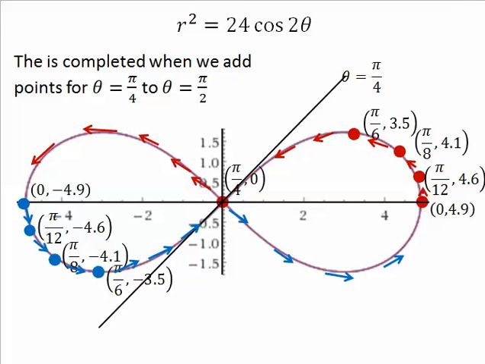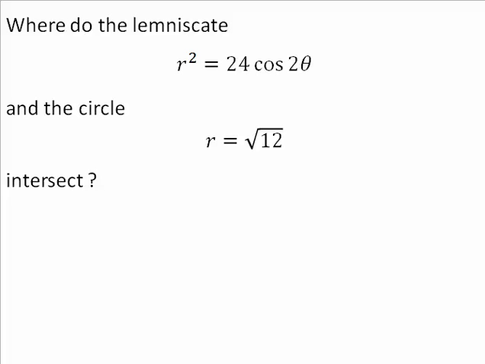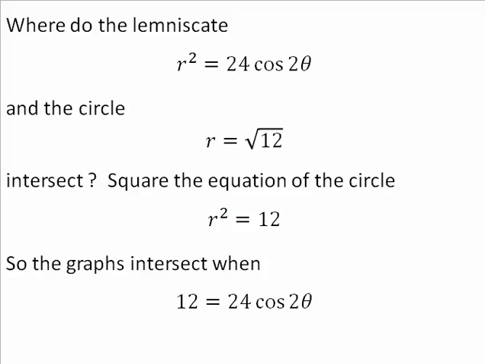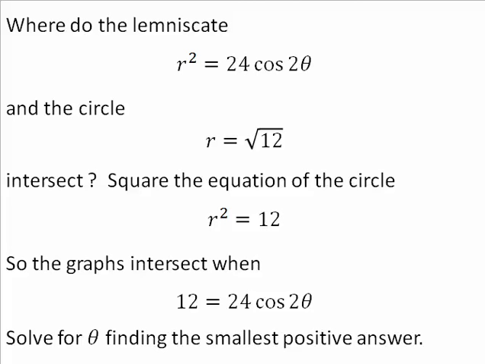Alright, so we have the graph, and now I'd like to ask, where does the lemniscate and the circle intersect? Well, I'm going to square the equation of the circle, so I have r squared equals 24 cosine 2 theta and r squared equals 12, and so the intersection will occur when 12 equals 24 cosine 2 theta. Solve for theta, finding the smallest positive answer. So we just want the first positive occurrence.